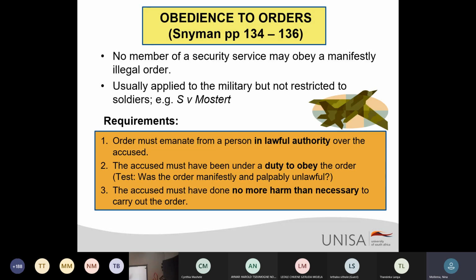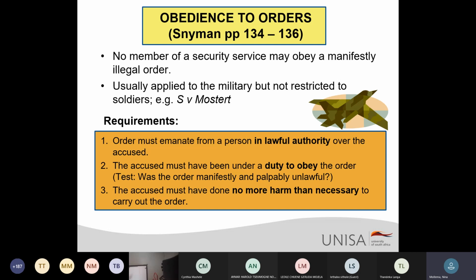All right. Obedience to orders. This is a ground of justification where you can basically say that you had to perform the act or the conduct because you were obeying an order by a superior. This is Snyman, from page 134 to 136. But you have to remember that no member of a security service, and a security service means police, anybody that has to do with security, may obey a manifestly illegal order.